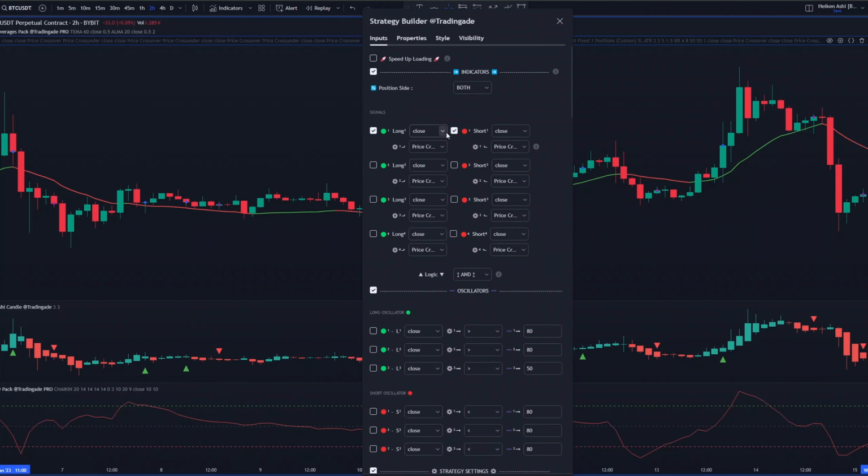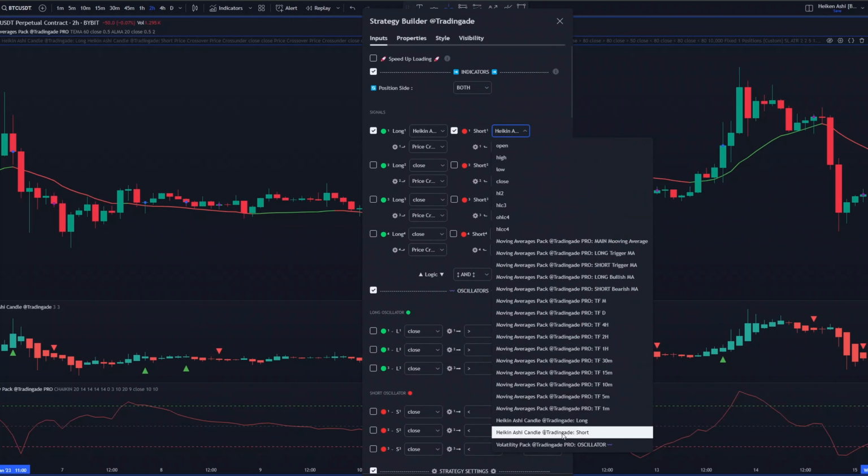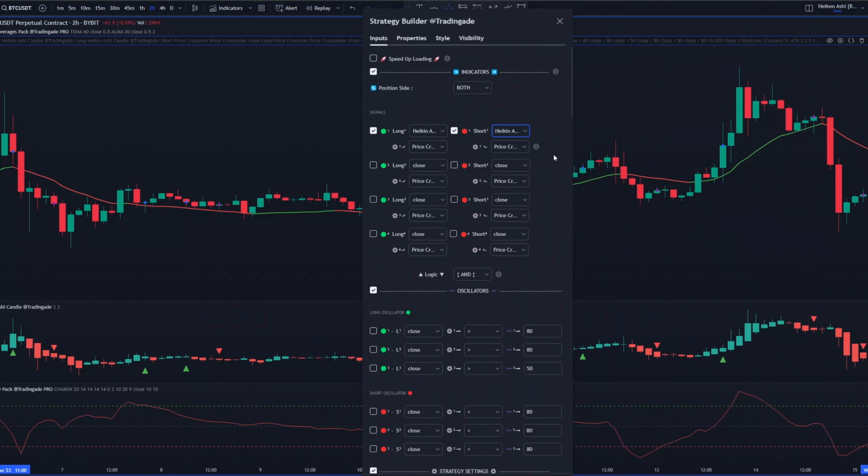First, we're gonna take the signals from the Heikin Ashi candle indicator. So we're gonna look up the long signal here and the short signal from the Heikin Ashi just right here. Then we're gonna set price equal in both signal settings and we're good to go. Then we're gonna set our trend confirmation. We just need to turn on one signal for long and one for short.